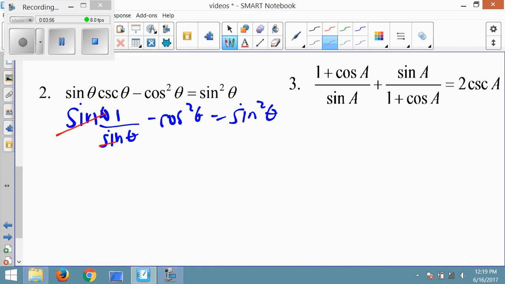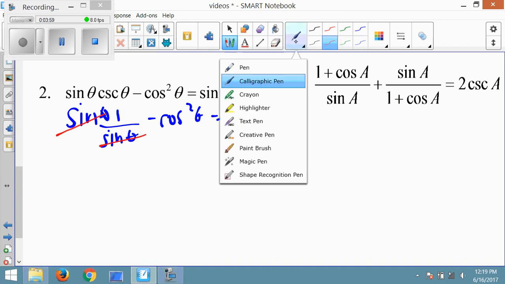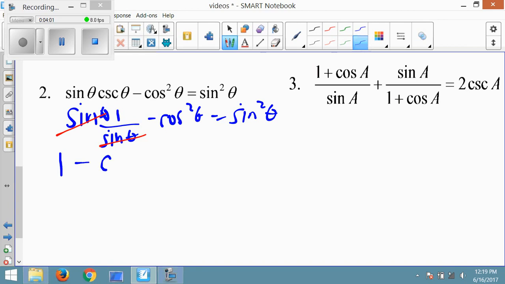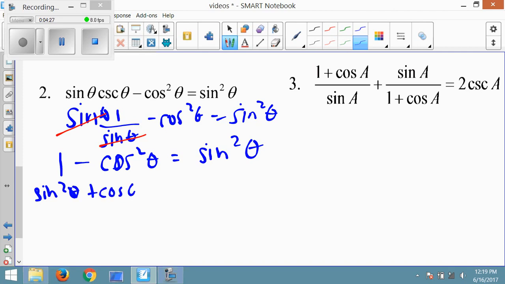And what I have here is sine over sine, so I end up with 1 minus cosine squared of theta equals sine squared of theta. Now, in order to prove identities, you have to take the identity in the form it is written in. You can't manipulate it. So what I know in trigonometry is that 1 is the same thing as sine squared of theta plus cosine squared of theta. That substitution went in for the 1. That's the identity that I used.